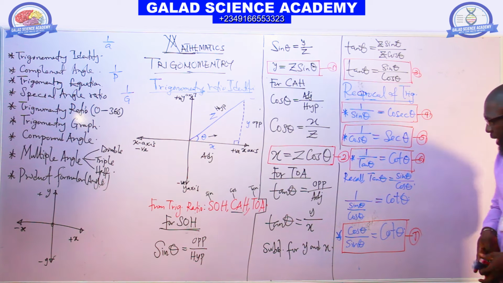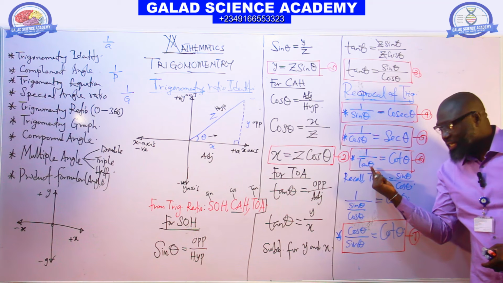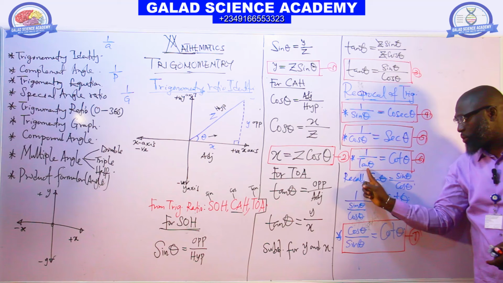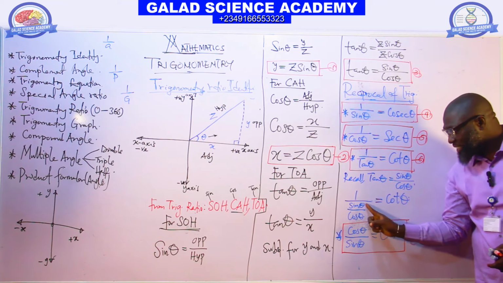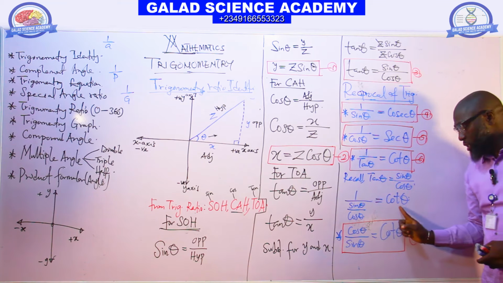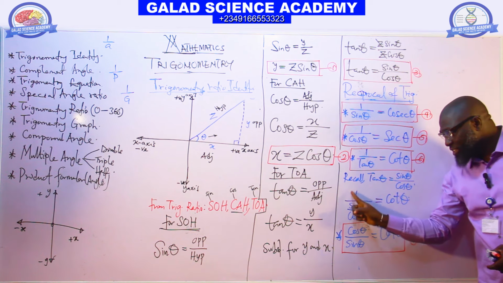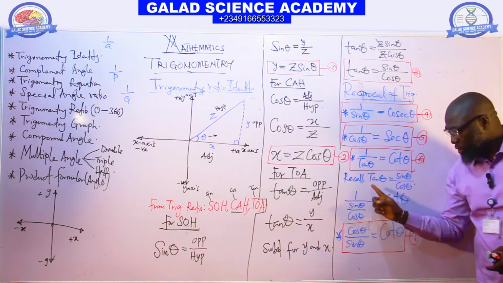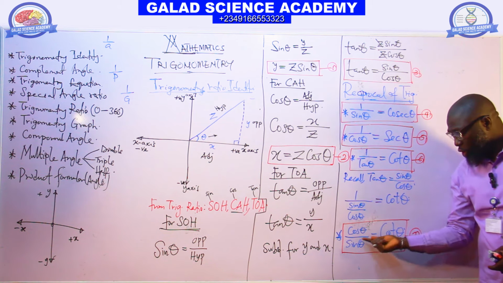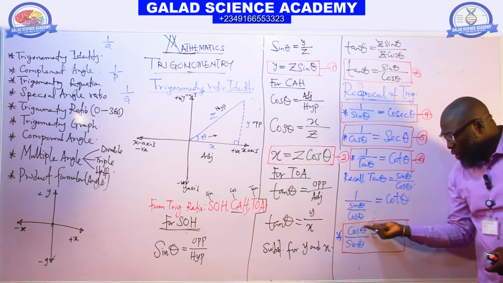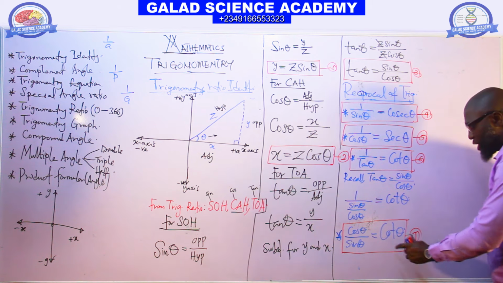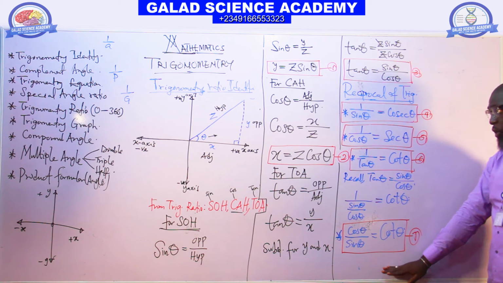I substituted tan theta here by putting sine over cos to replace tan theta. We have sine theta over cos theta. You have cot; this reciprocal will change, we move the denominator up. The cos will come up, sine will come down. So whenever you have cos theta over sin theta, it is always cot theta.